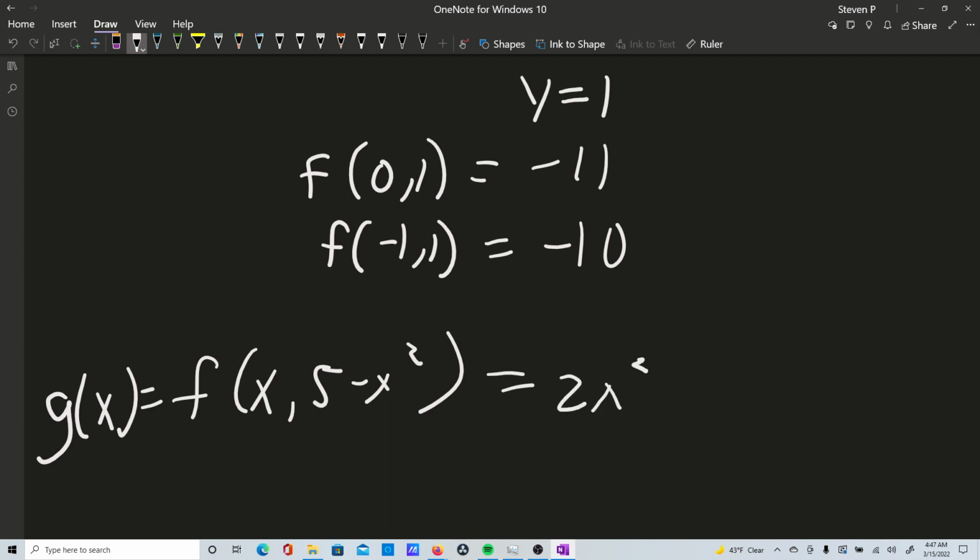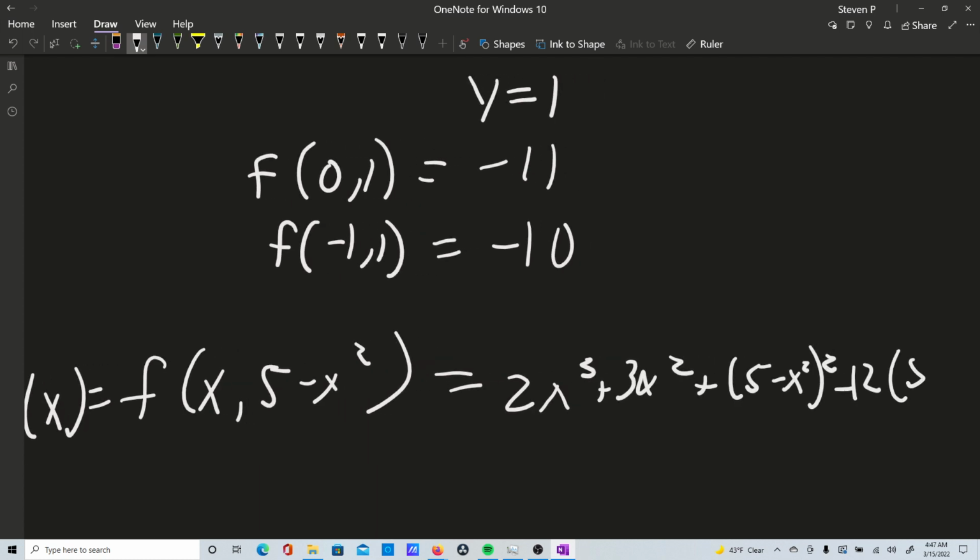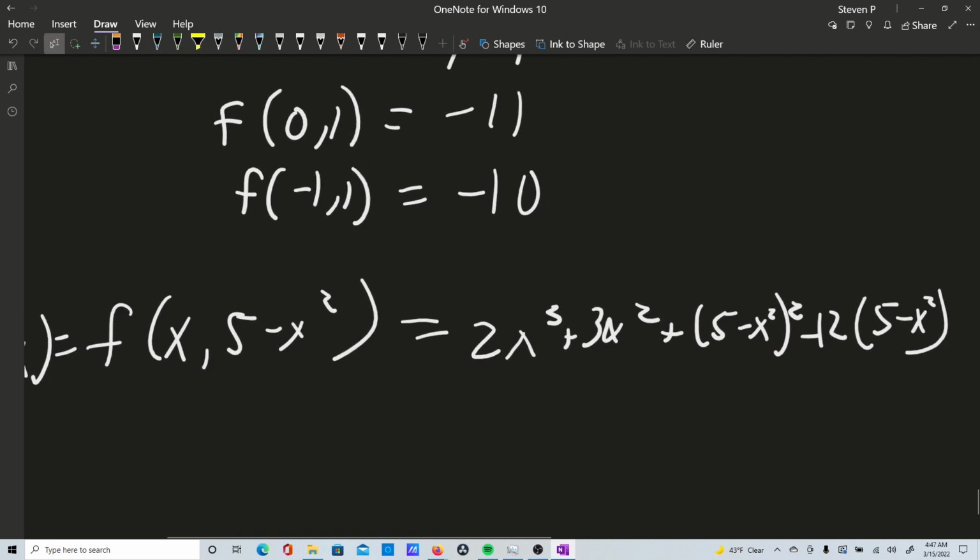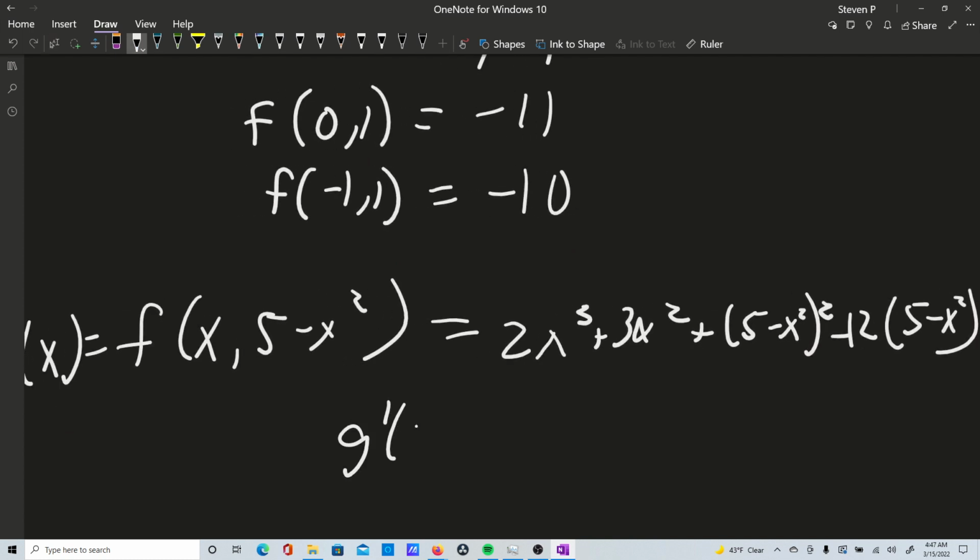But this turns into 2x cubed plus 3x squared plus 5 minus x squared minus 12 times 5 minus x squared. Just plugging it all in. Now I'll leave the math to you, but now you need to take the derivative, right? G prime of x is equal to blah, blah, blah, and set that equal to 0.